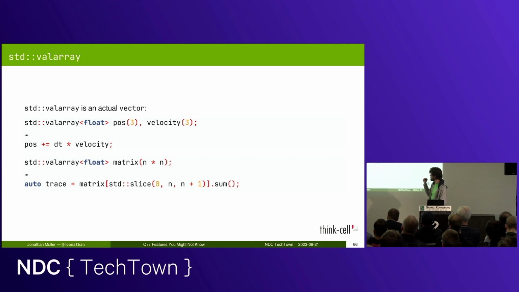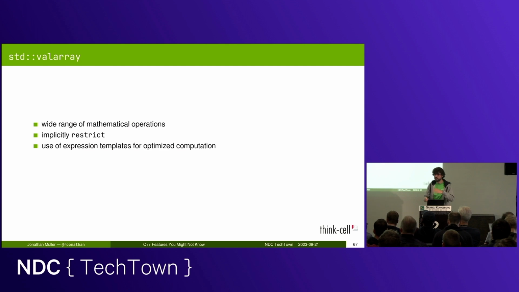You can also use it for matrices, and then you can index them. So this will compute the trace by indexing into the diagonal, and then you've got member by sum and so on. It has a bunch of useful operations, a wide range of mathematical operations. It has overloads for sine and cosine and whatever. They're implicitly restrict, so if you pass 2 by reference to a function, the compiler is allowed to assume that they don't alias to do more optimizations. It can use expression templates to do fused multiply adds and so on.